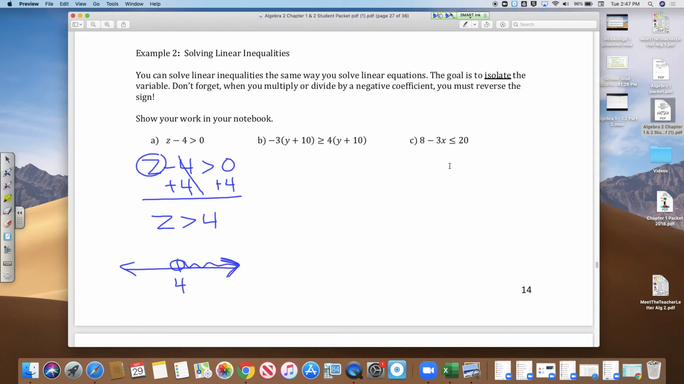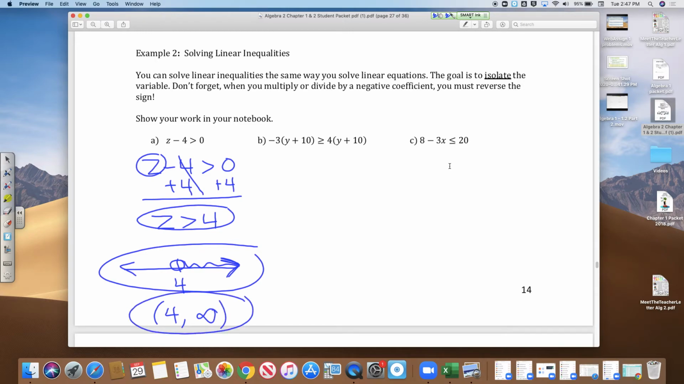So we have our inequality answer, that would be this. We have our graph, that would be this. And then our interval notation would be parenthesis 4 since it's not including 4, to infinity, like that. So 3 separate answers for letter A and for every inequality that we have thus far. All right, B definitely is a little bit crazier.